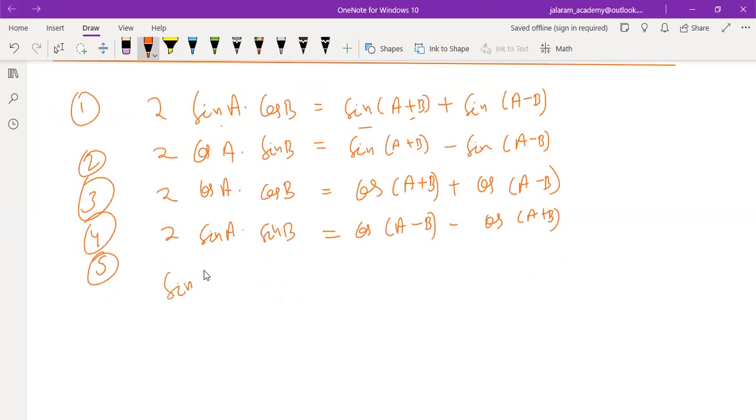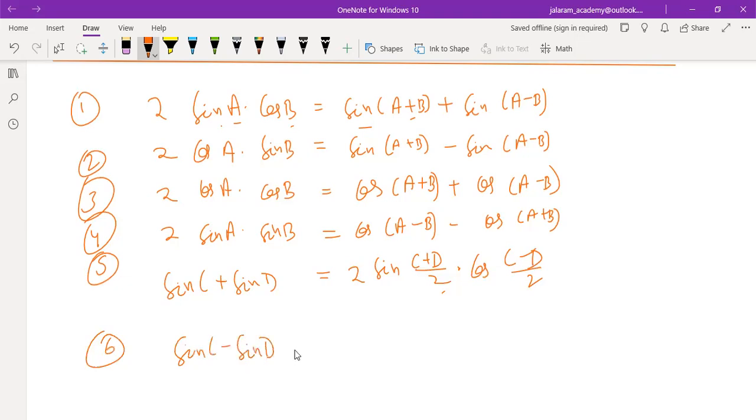So this becomes sine C plus sine D equals, in place of A, we write C plus D upon 2, and in place of B, we write C minus D upon 2. So the 5th formula is sine C plus sine D equals 2 sine (C plus D)/2 into cos (C minus D)/2. The next is about the difference between sine C and sine D: sine C minus sine D equals 2 cos (C plus D)/2 into sine (C minus D)/2.